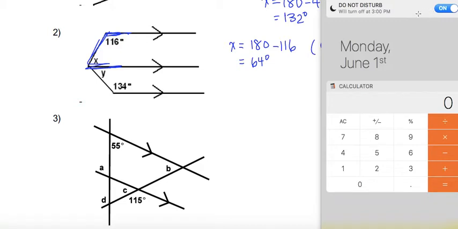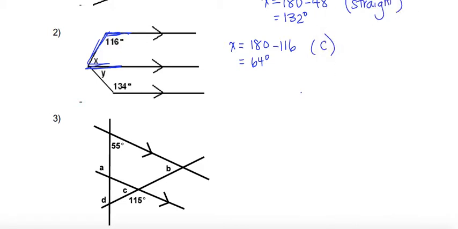I can use a different C pattern as well. If I take a look at the bottom two sets of parallel lines, I have another C pattern. So Y can be found by taking 180 and subtracting 134. So I'm using the second C that I see in this diagram. And 180 take away 134 is 46 degrees. So I use the C pattern for both of these, but I use different C's for each one.